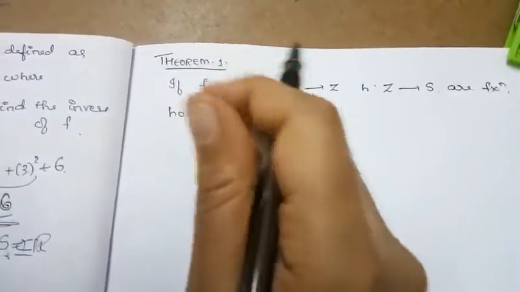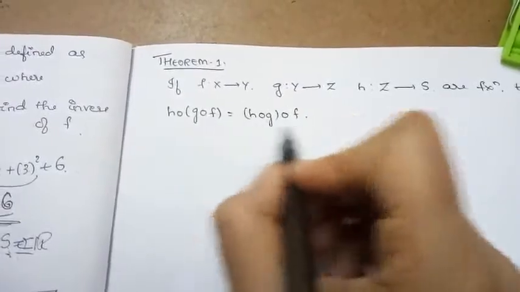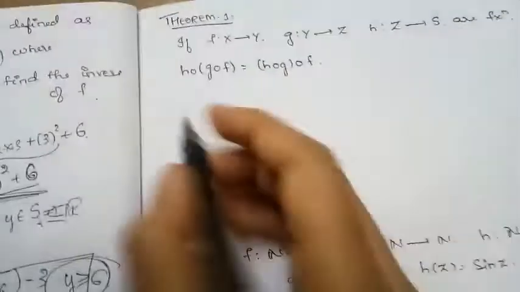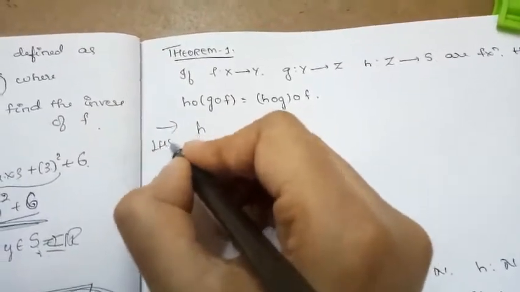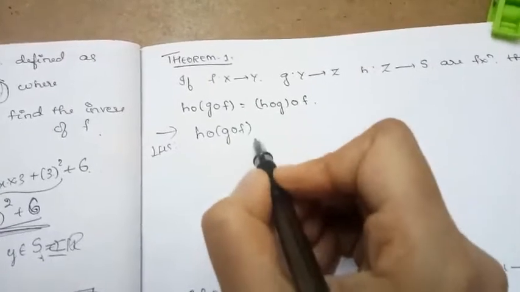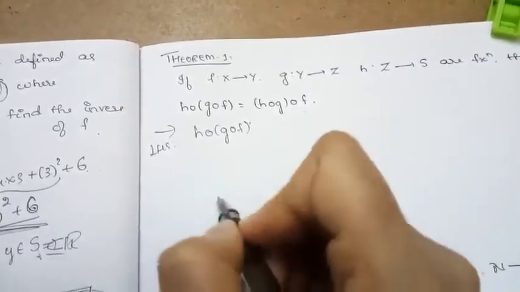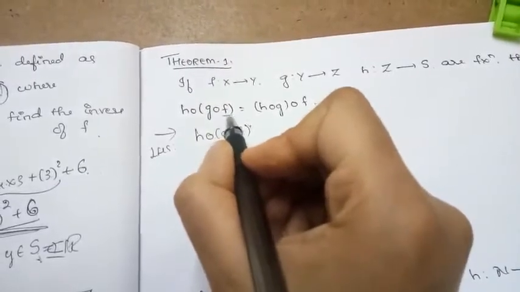That means if we change the bracket, it is like associativity, then these two functions have the same value. So let us prove how it is. First let us consider our LHS, that is (h∘g)∘f. So what value are we going to input for this function? We are inputting the values from the domain of the function f.